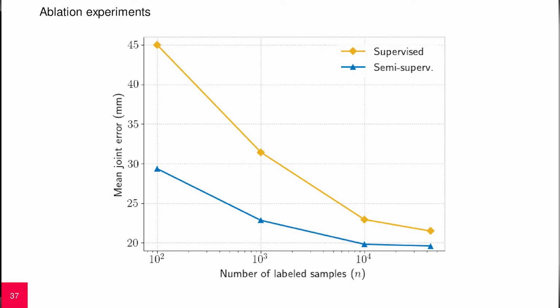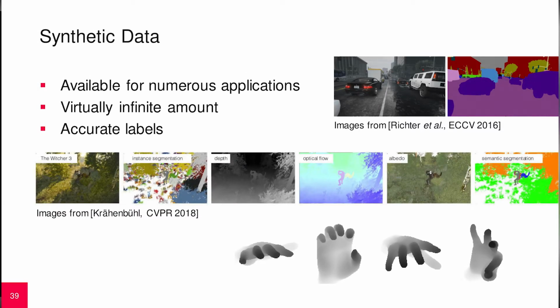And for the second work, we wanted to exploit synthetic data to improve on that. Synthetic data is obviously available for numerous applications, like semantic segmentation, optical flow, depth estimation, and so on. But of course, we have one big issue here. This is the domain gap.